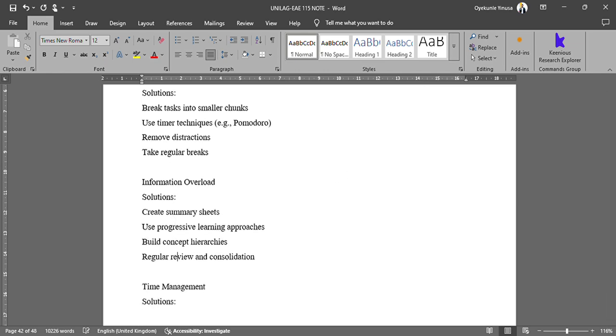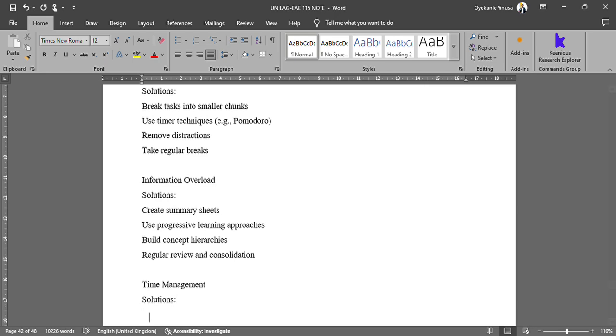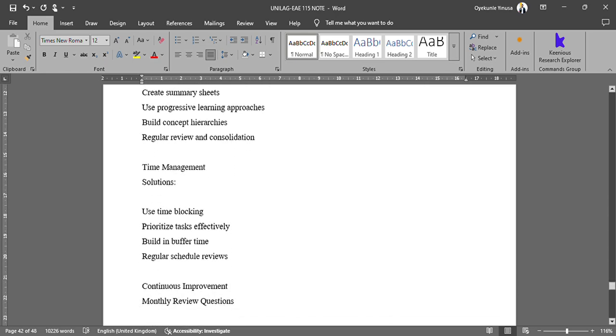What is a summary? Some people will say, that note is too much. That lecturer wants to kill us with notes. Well, if you have so much to chew, always read and create a summary sheet that will help you to learn faster. Use progressive learning approaches, build concept hierarchies, and see the ones that will go first, so that you achieve your objective as at when due. You must always do regular review and conclusion.